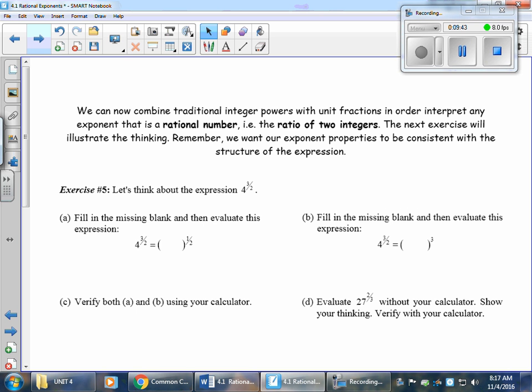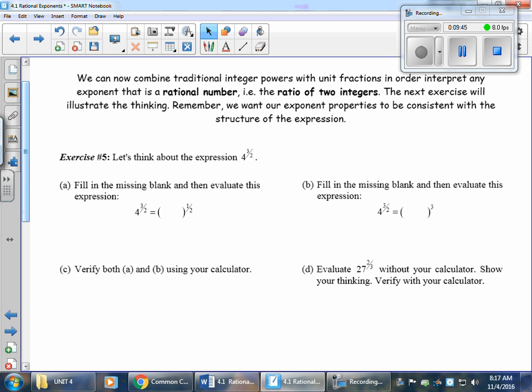Okay, so now here we are at exercise 5. Now we can combine traditional integer powers with unit fractions. This is where we're going with this, folks, in order to interpret any exponent that is a rational number. I'm going to remind you that a rational number is any number that can be represented as a fraction.